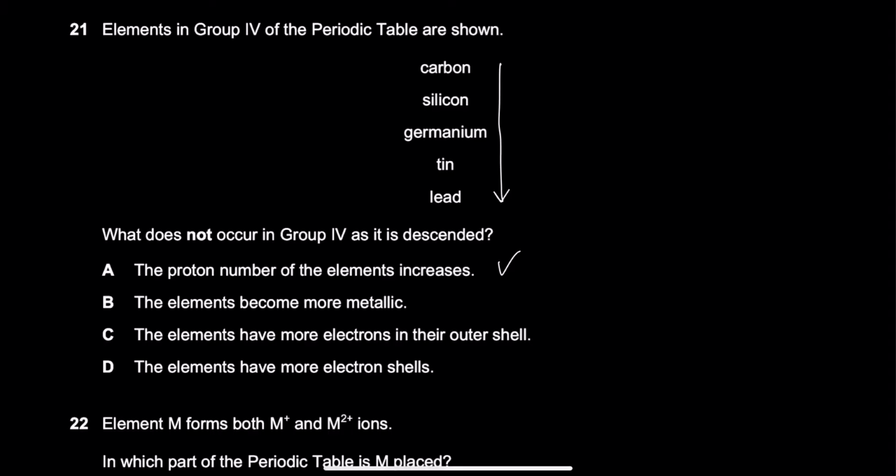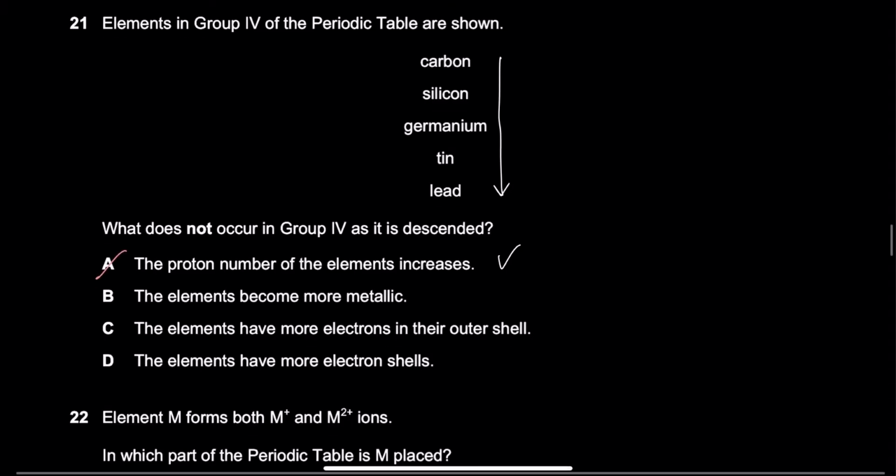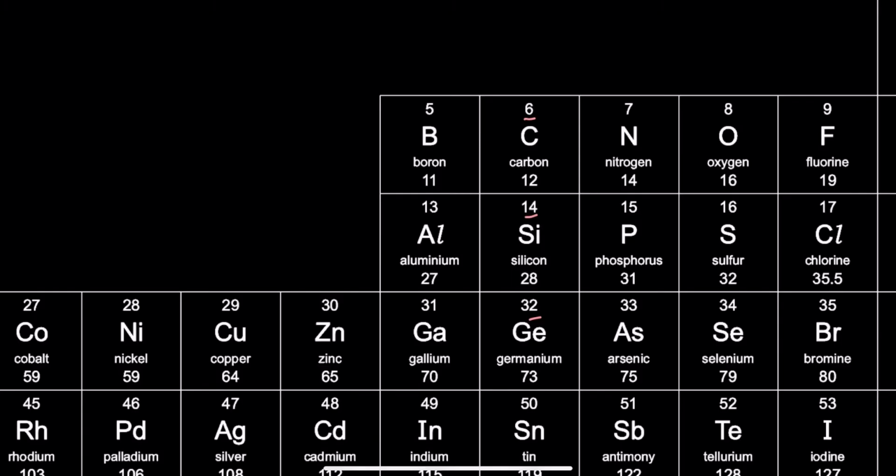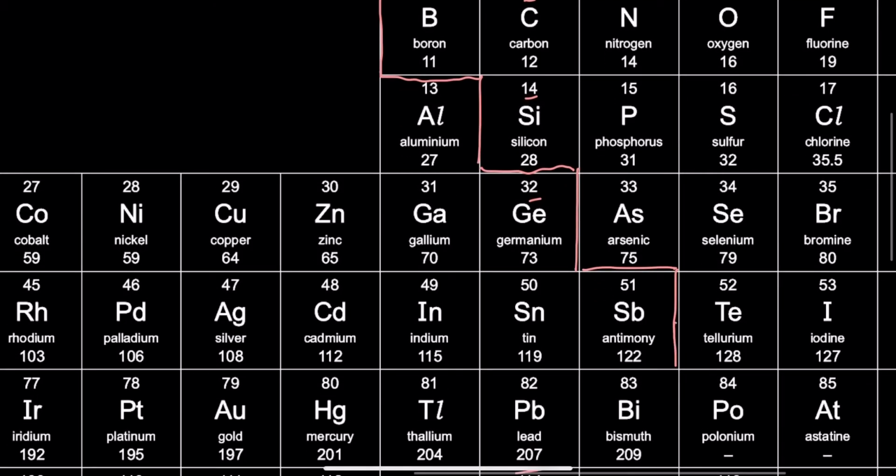So proton number is increasing, so that's wrong. The elements become more metallic. That's also true, because the metallic and non-metallic character depends on the staircase, right? After the staircase, you'll have metals. The farther they are from the staircase, the more non-metallic they get, and the further behind the staircase they are, the more metallic they get.